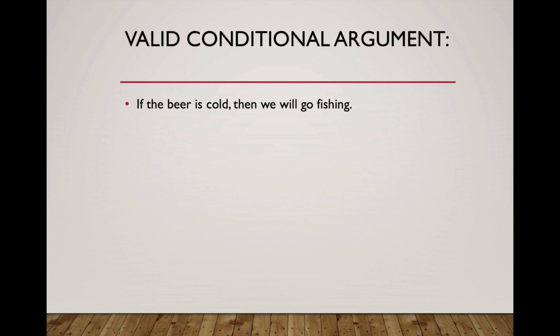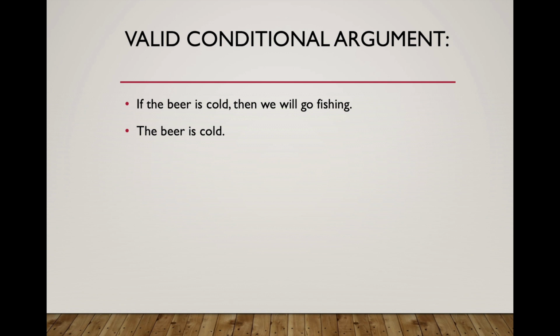We don't have any certain truth that we will go fishing. We only have the condition under which we will go fishing. So if the beer is cold, that's the antecedent, then we will go fishing. That's the consequent. So we need more information. We need a second premise. The second premise tells us the beer is cold.